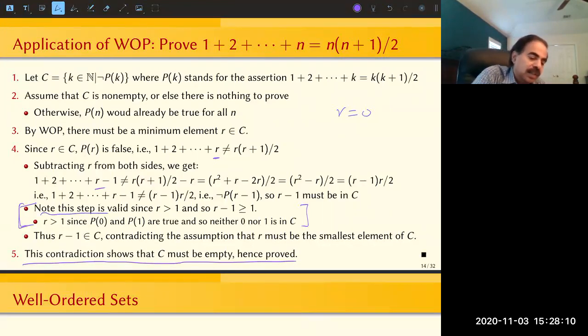We say that this is possible because R is actually greater than 1, and therefore R minus 1 is also greater than or equal to 1. And that's why we can go through this. And to show that R is greater than 1, well, you show that P of 0 and P of 1 are already true. If you're able to show that, then 0 and 1 will not belong to the counterexample set.